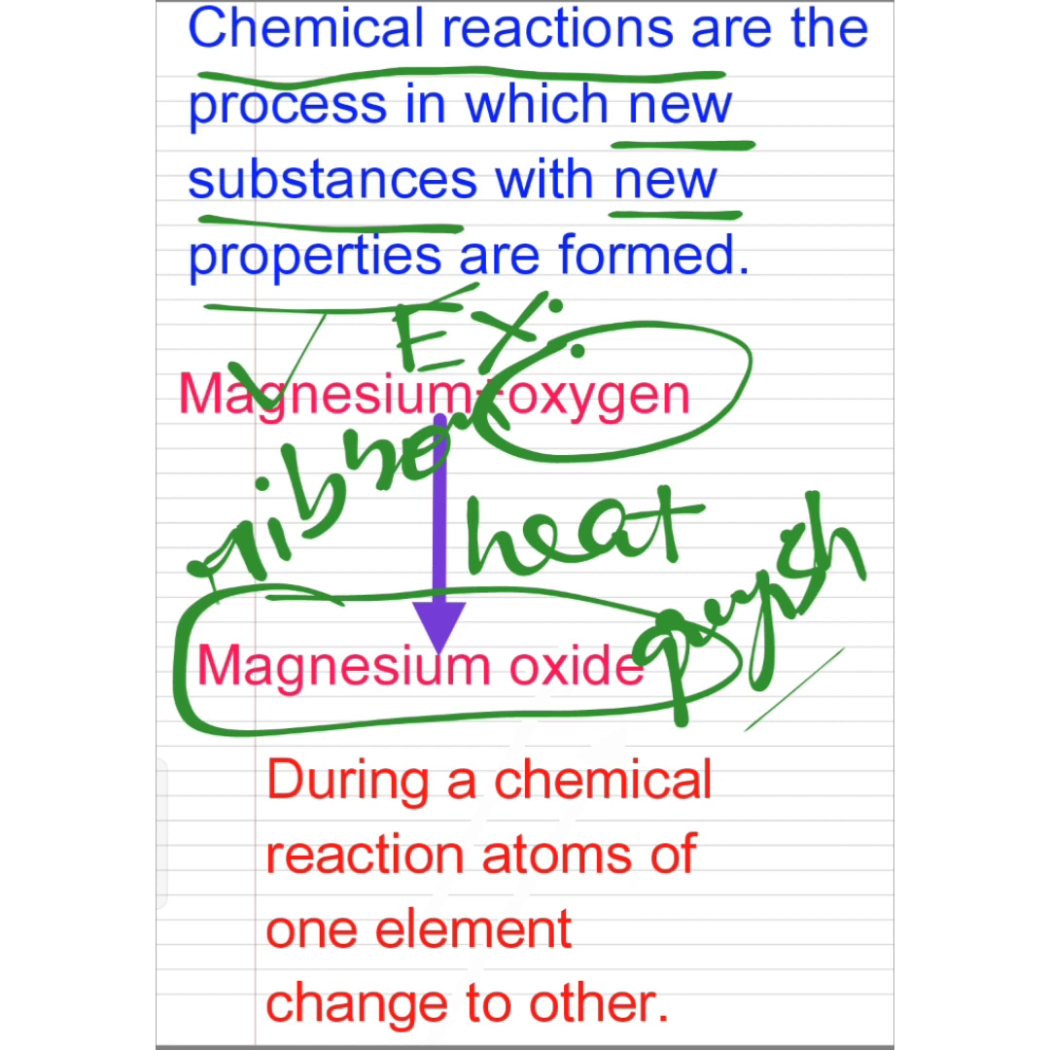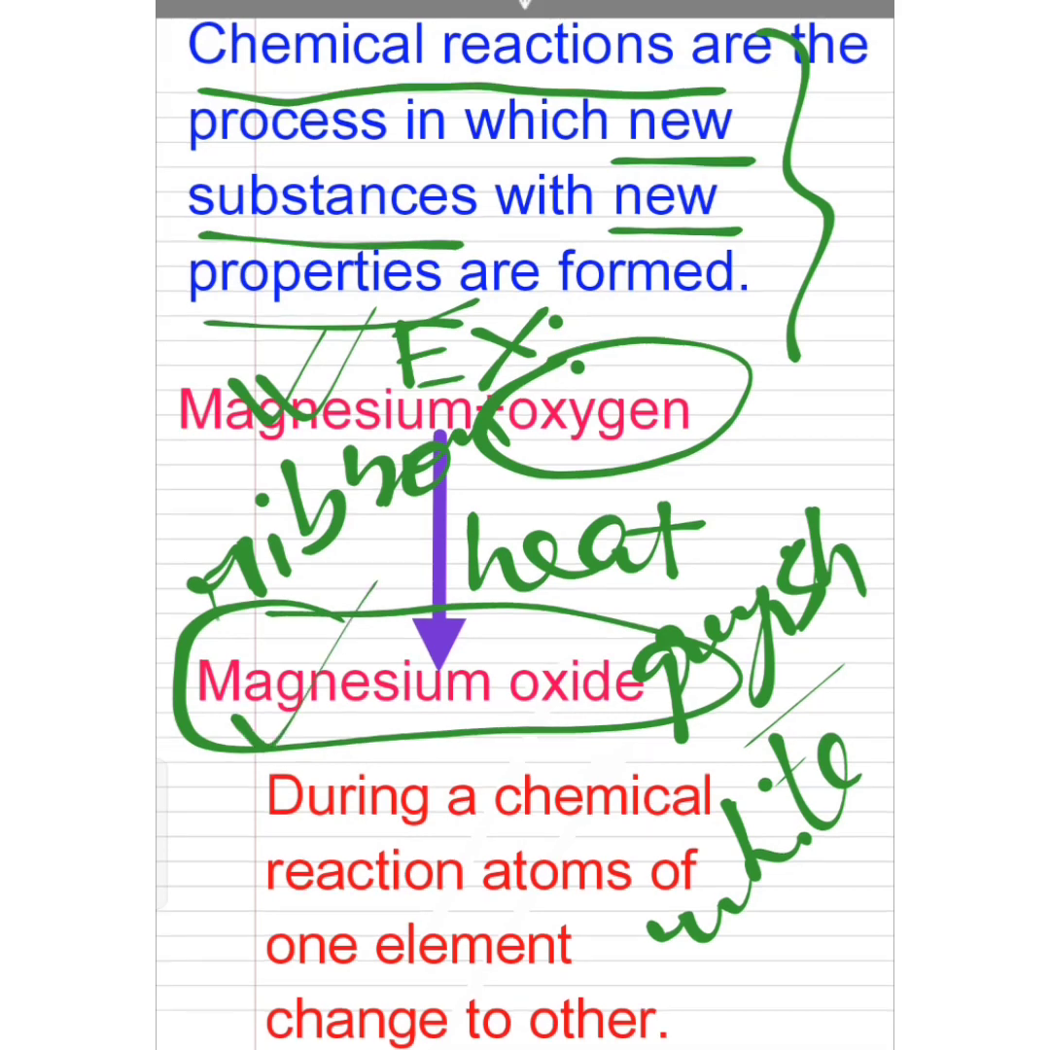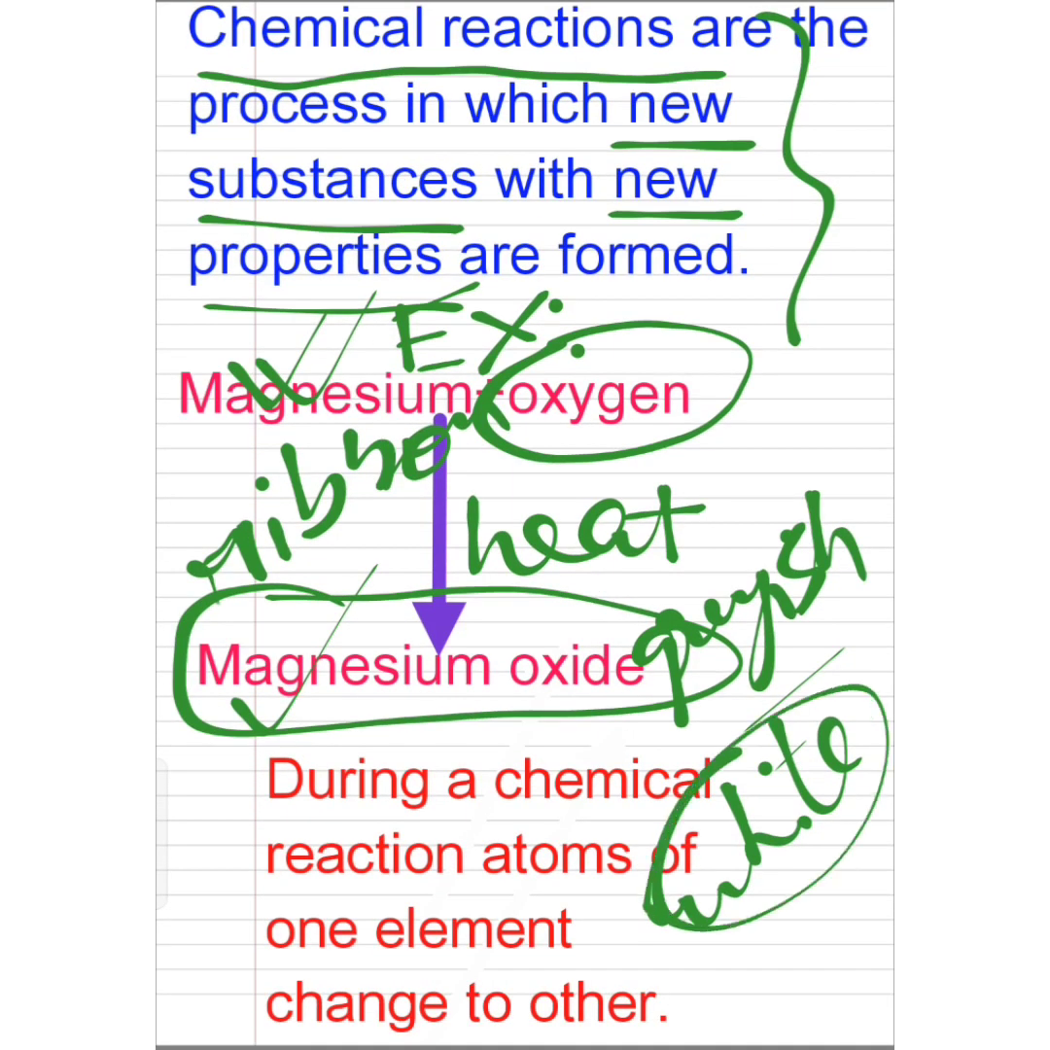Now, what is the property of this magnesium oxide? It is white color powder. As we have known from the definition that chemical reactions is the process in which new substances with new properties are formed. So magnesium ribbon was a solid ribbon with silvery gray color, and it is transforming to magnesium oxide, which is white powder. That is, in presence of oxygen, magnesium is forming magnesium oxide.